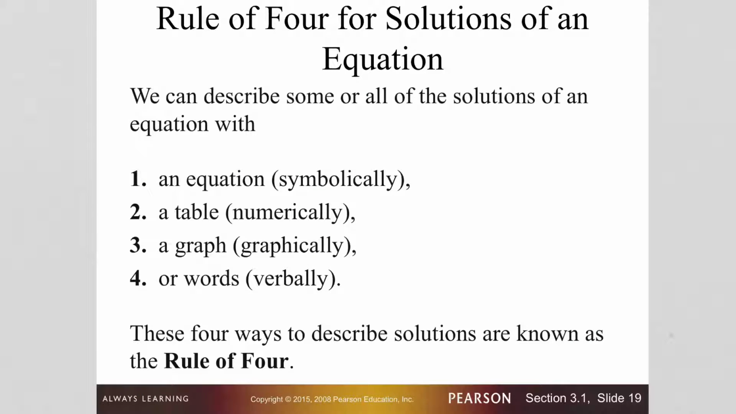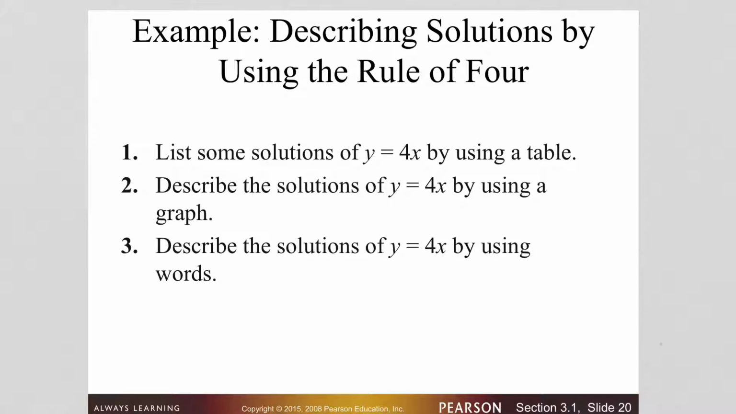Okay, so the rule of 4 is you have an equation. That's rule number 1. You can write something as an equation. You can create a table. You can graph it. And you can verbally discuss it in words. On this problem, it says, let's list some solutions of y equals 4x by using a table. So let's create a table.